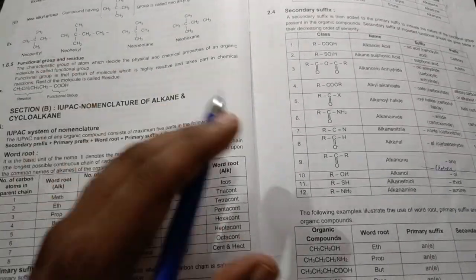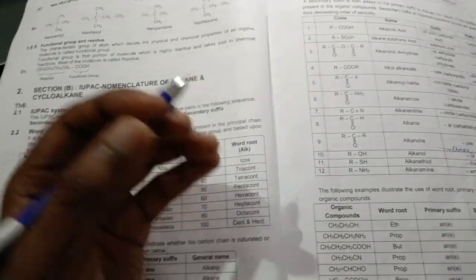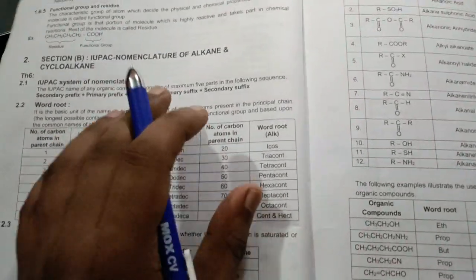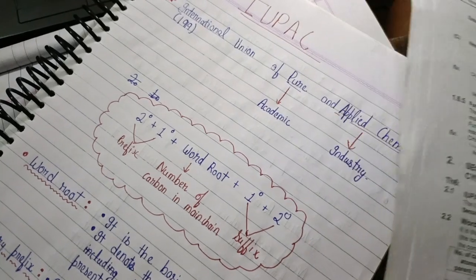The first lecture I showed you, about carbon making sigma bonds and pi bonds, wasn't IUPAC. That was basic concept of chemistry. The real IUPAC starts here. Okay, so let's see my notes.